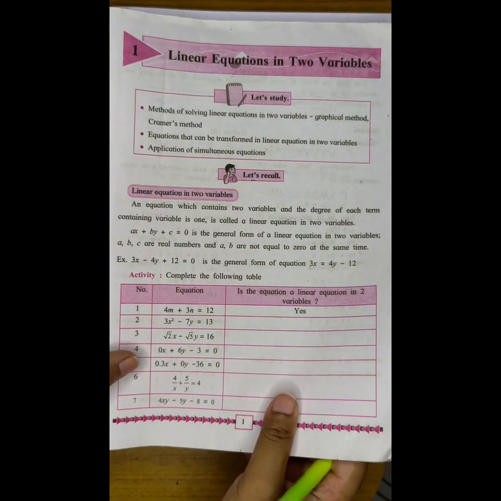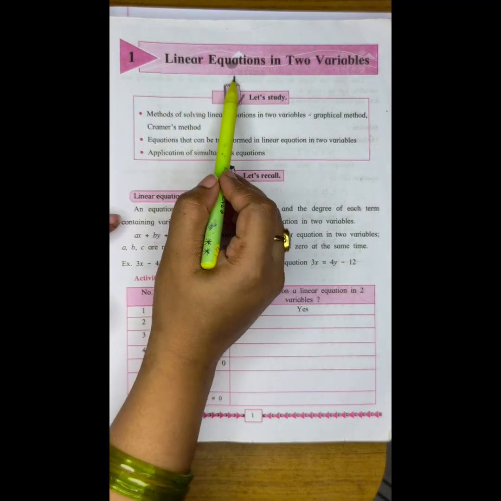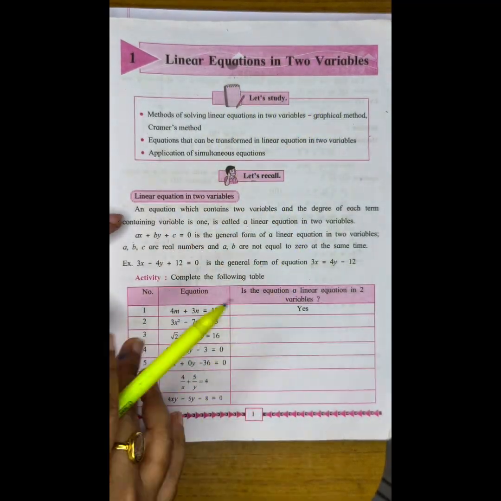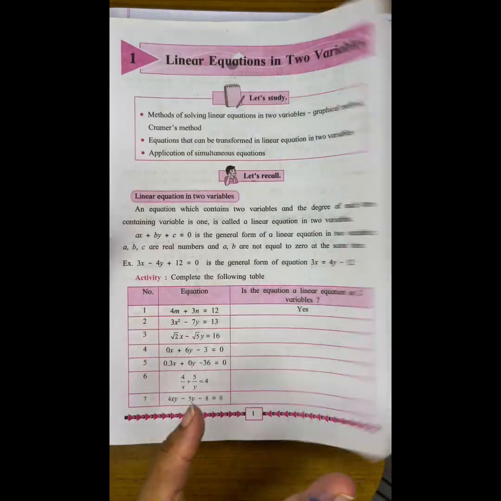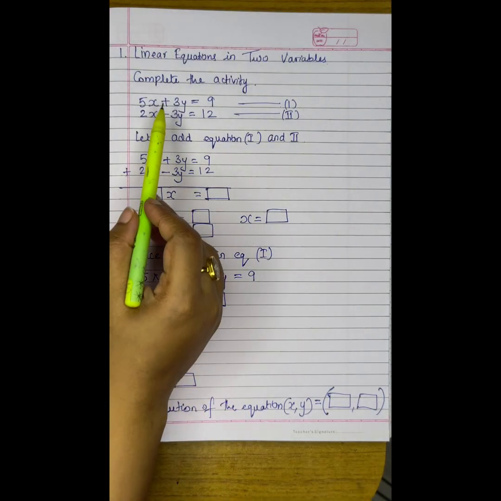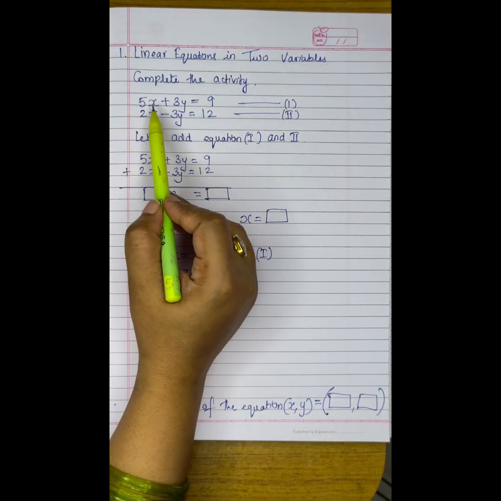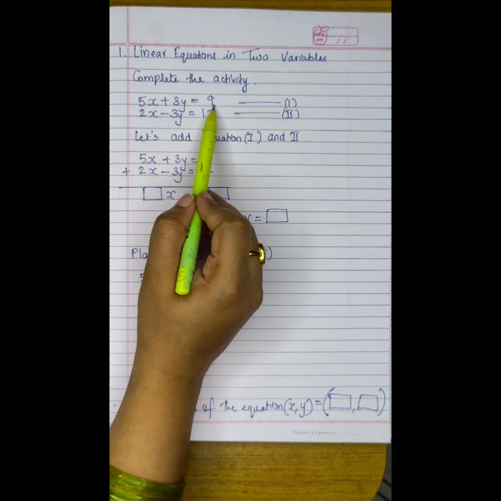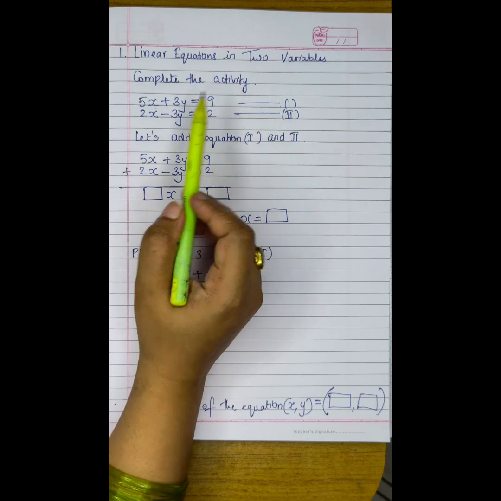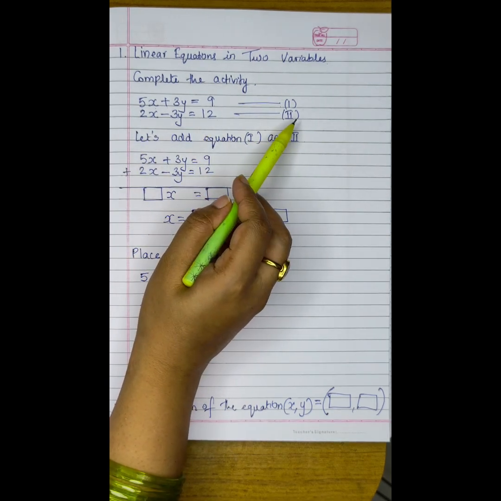Today we begin with the first chapter of Standard 10th Maths 1, Linear Equations in Two Variables. Now the first sum is an activity question. See here, complete the activity. There are two equations given here. 5x plus 3y is equal to 9, that is your first equation, and 2x plus 3y is equal to 12, that is your second equation.